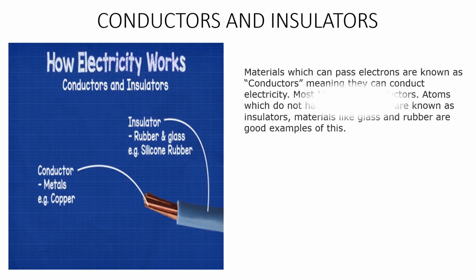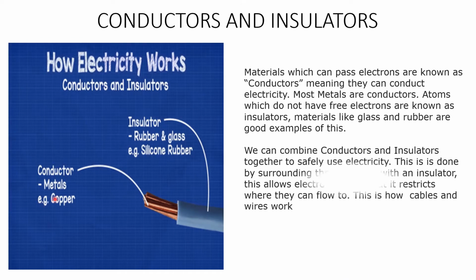What are conductors and what are insulators? Materials which can pass electrons are known as conductors. Most metals are conductors. Materials with atoms which do not have loosely bound or free electrons are not conductors of electricity. They do not trigger electric current to pass through them, and are called insulators. Materials like glass and rubber are good examples of this.